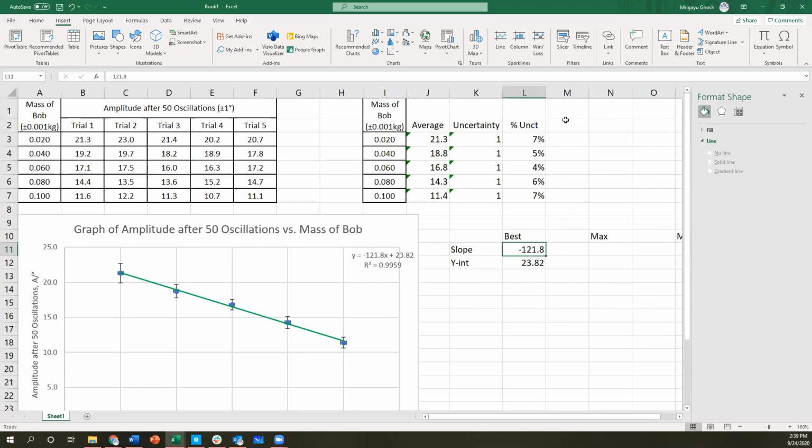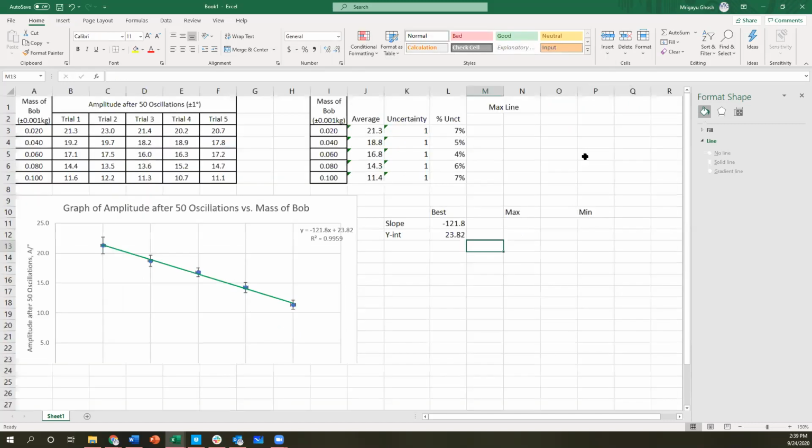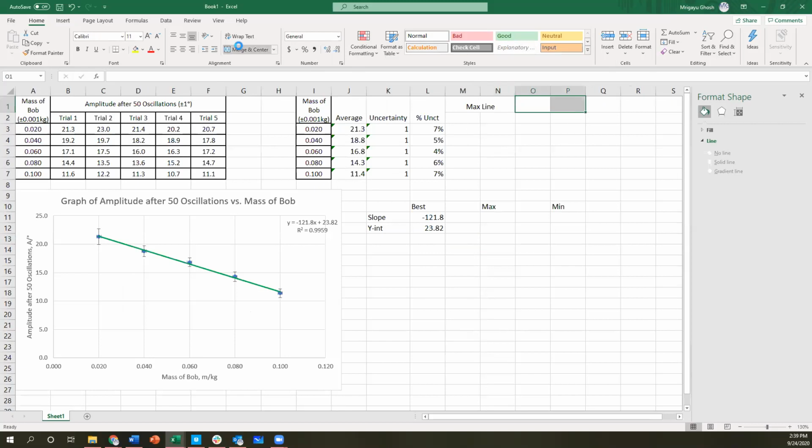Then next is the max line, right? With the max line, it's a little bit more conceptual and you really got to think about this. So we're going to call this right here max line. I just merged those two cells and called it max line. And then I'm going to merge these two cells and call it min line. I'm going to plot my x value and my y value. Same here, I'm going to plot x value and y value.